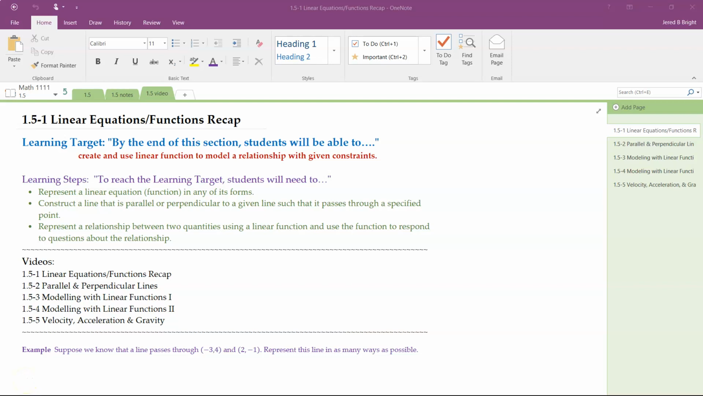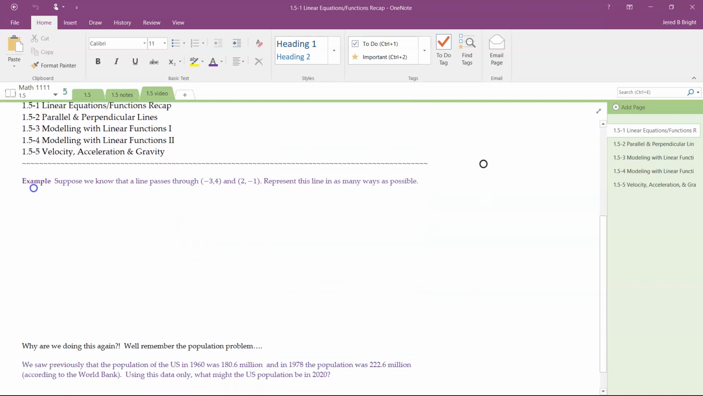Welcome, and we are going to dive into section 1.5 from the textbook, which is linear equations all over again, but this time we're going to focus on more of the applications and the modeling end of linear functions. So really all we want to be able to do is still create a linear function, but more so focus on that modeling aspect. Okay, so you can see all the different learning steps in the videos here, and so here we're just going to begin with an example.